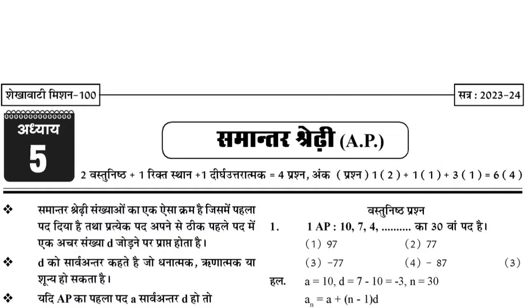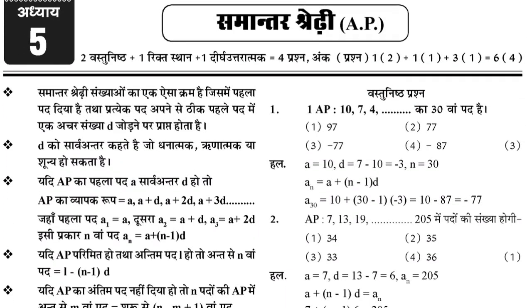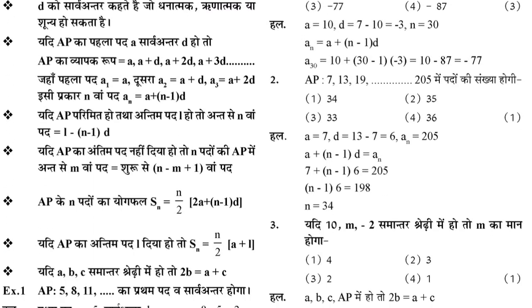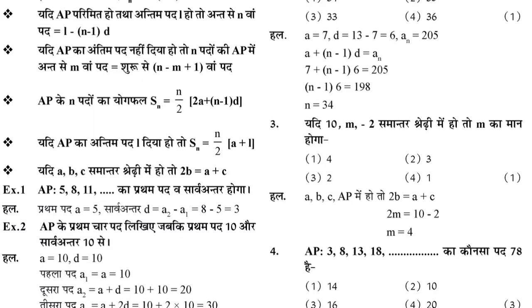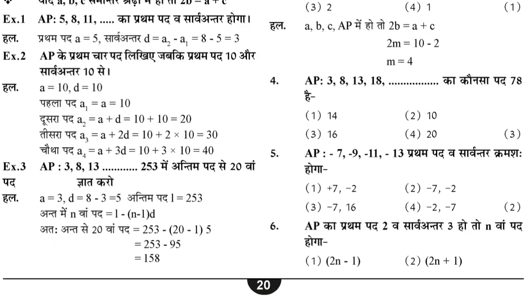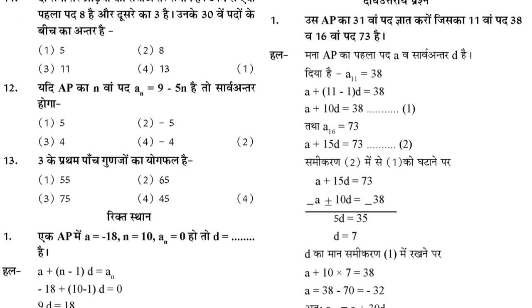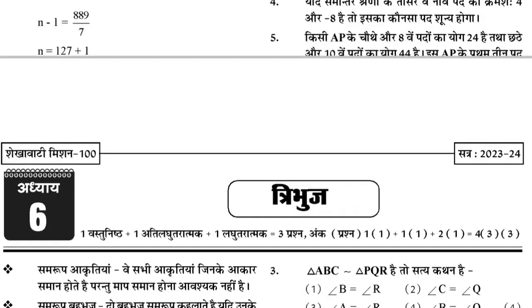The 5th chapter is arithmetic progression, that is AP. There are 2 objective type questions, 1 fill in the blanks, and 1 medium answer type question. There are a total of 4 questions and 6 marks. In this chapter we study AP, the last term of AP, and also the derivation of AP. Many questions are given here, so read them carefully and solve the questions.